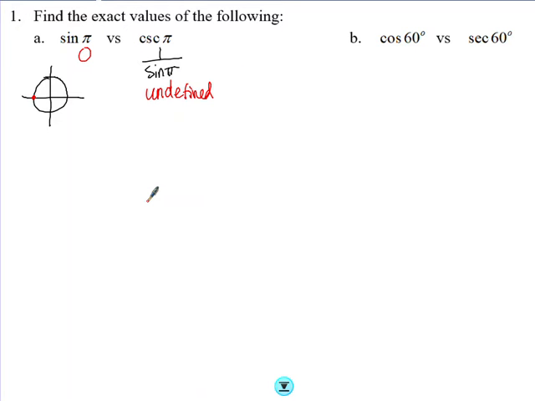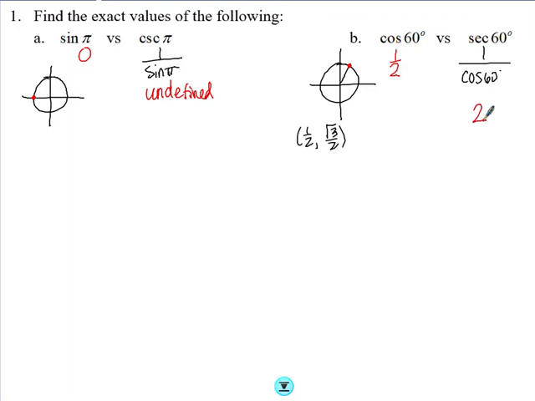If we want to find the cosine of 60 degrees, that angle is here. Cosine is the x value of that point. If you remember from the unit circle, that point is 1/2, square root of 3 over 2. So cosine of 60 degrees is 1/2. Since we know that secant of 60 degrees is 1 over cosine of 60 degrees, then we have 1 over 1/2, which is 2.